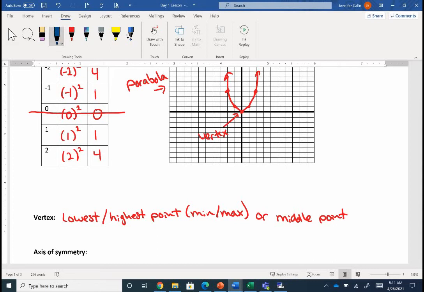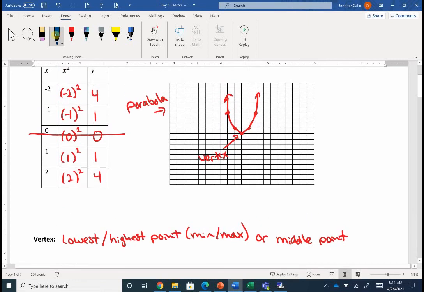Another feature of this graph, and we haven't drawn it in yet, is called the axis of symmetry. I'm going to go ahead and label it on the graph. It's kind of hard to label on this one because it literally goes right down the y-axis. This is your axis of symmetry. And it's always going to be a vertical line. It's the vertical line that if you fold your graph in half on it, the two sides will match up perfectly. So the axis of symmetry always splits our graph in half.